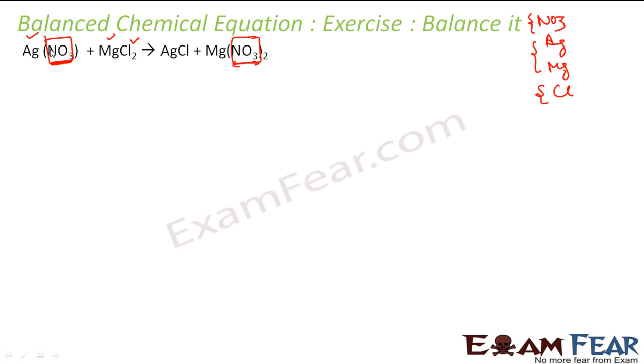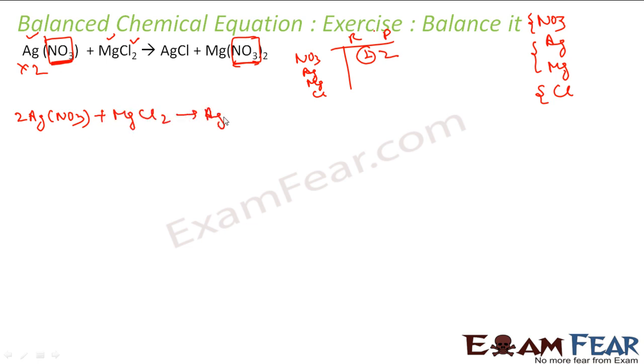So first let's balance the NO3 part if it is not balanced. You have NO3, Ag, Mg, Cl. So we have reactant and product. NO3 is how many here? 1. And in the product we have 2. Oops, it is not balanced. Correct? So we multiply this with 2. So what you get is 2 AgNO3 plus MgCl2 gives AgCl plus Mg(NO3)2. We multiplied this with 2.